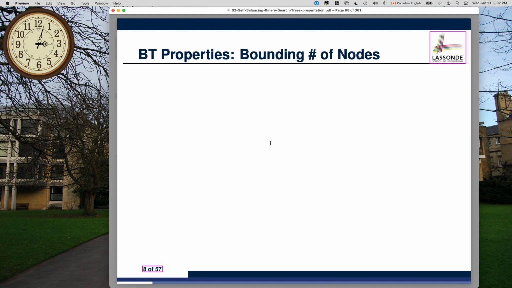Okay, so let's talk about some important properties. I'm just going to focus on 2. I want to look at the relationship between height and also n, which is the number of nodes in the tree. Let's look at these 2, okay? Because these 2 are going to impact just about any operation or algorithm you want to perform on a binary search tree, which is a binary tree, of course.